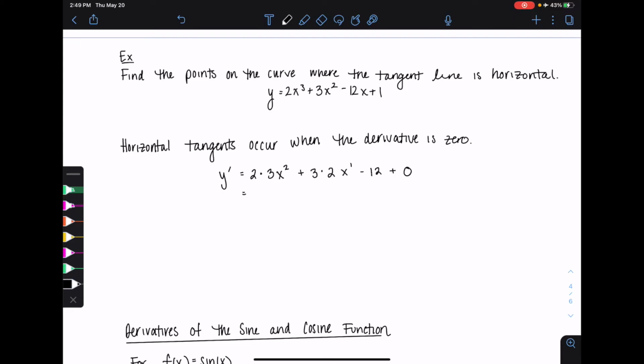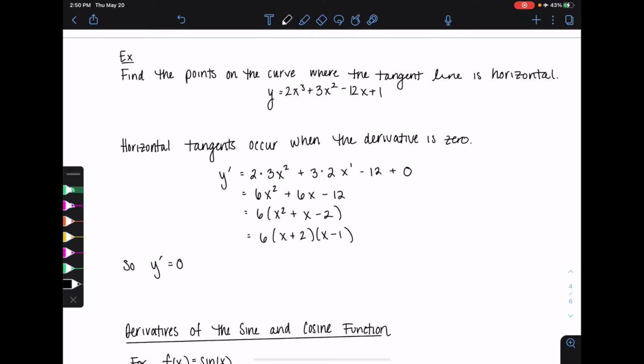So my derivative is 6x squared plus 6x minus 12. I want to set this equal to 0, so I'm going to go ahead and take 6 out, which gives us x squared plus x minus 2. And then I can even factor this now. That's x plus 2, x minus 1. So if our derivative is going to equal 0, this happens when x is negative 2 or positive 1.